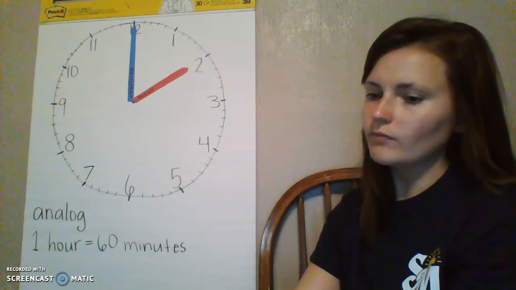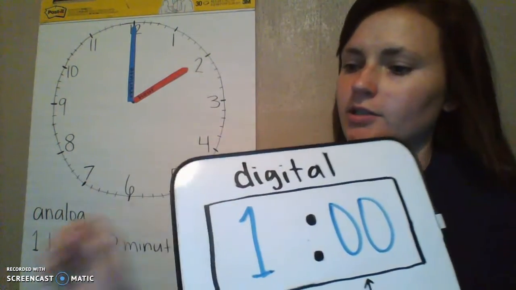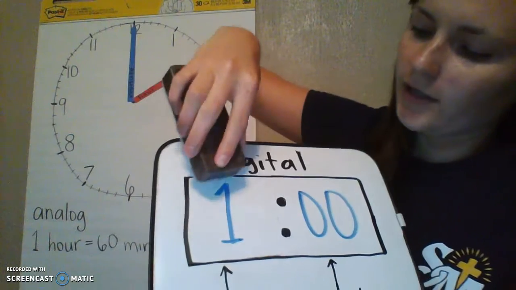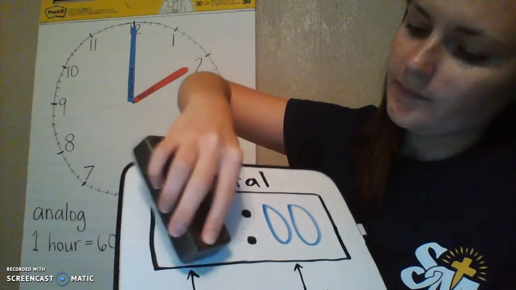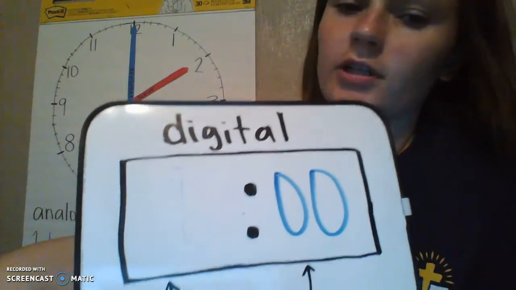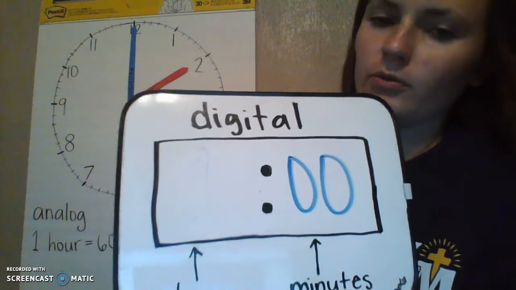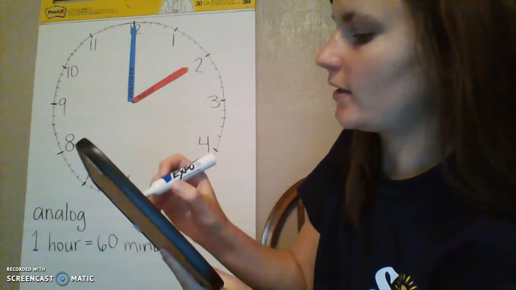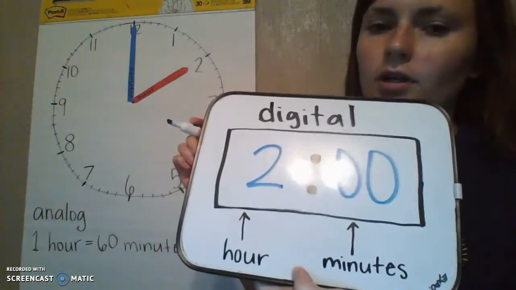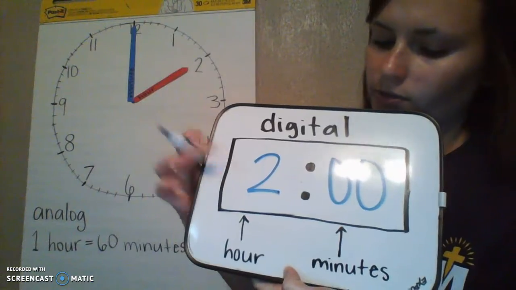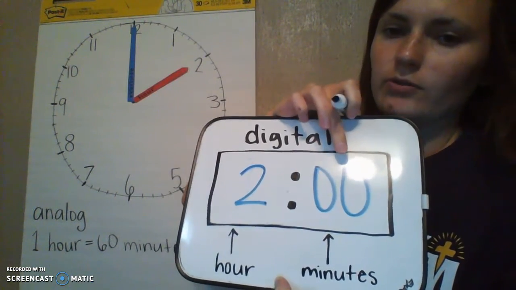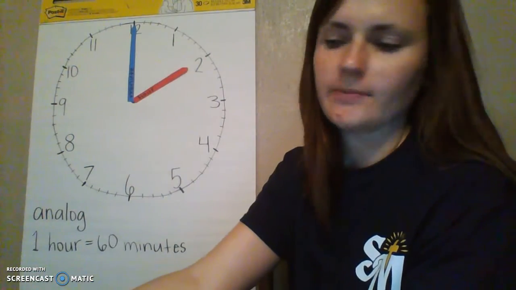Okay, so now I need to change my digital clock because it's not 1 o'clock anymore. So instead of 1 o'clock, your phone or your alarm clock would say 2 o'clock. The hour hand is pointing to the 2. The minute hand is pointing to 0 minutes after 2.